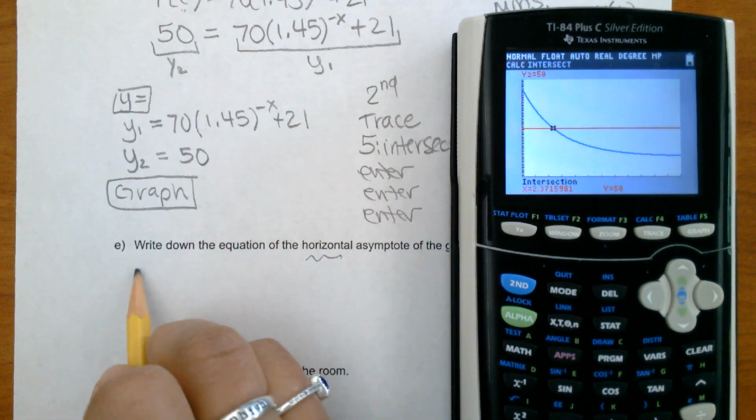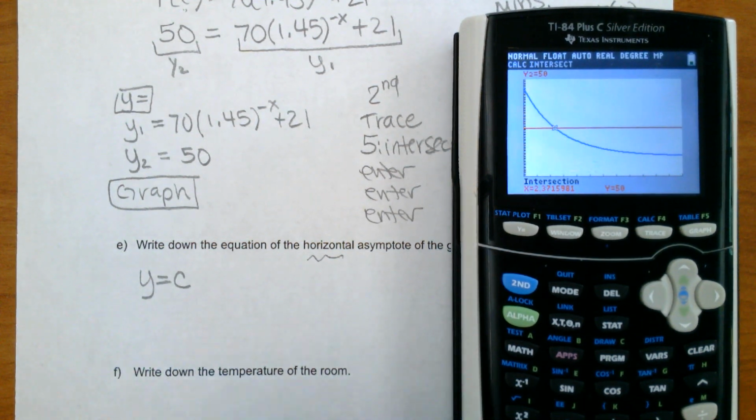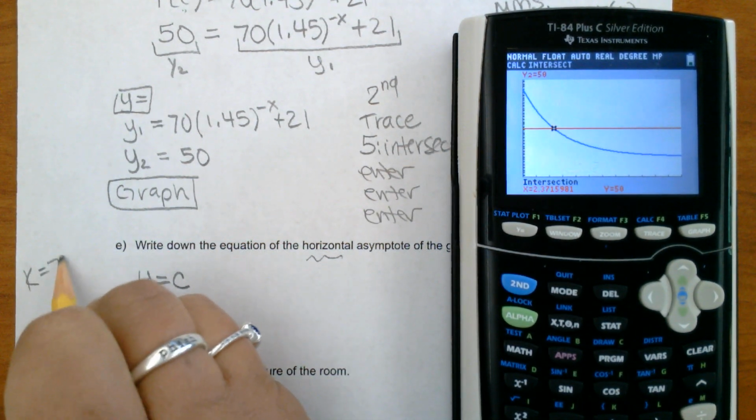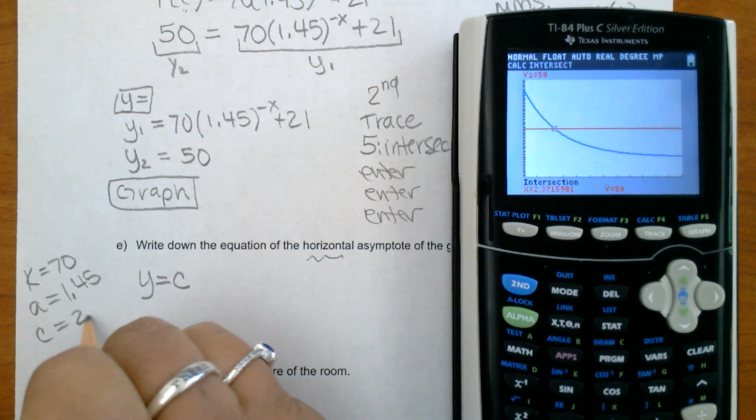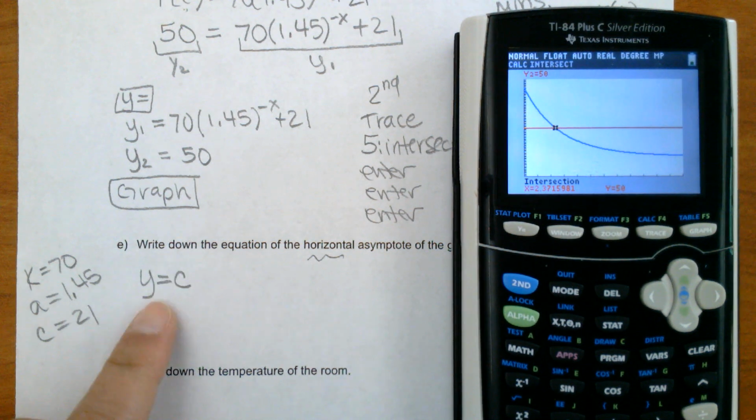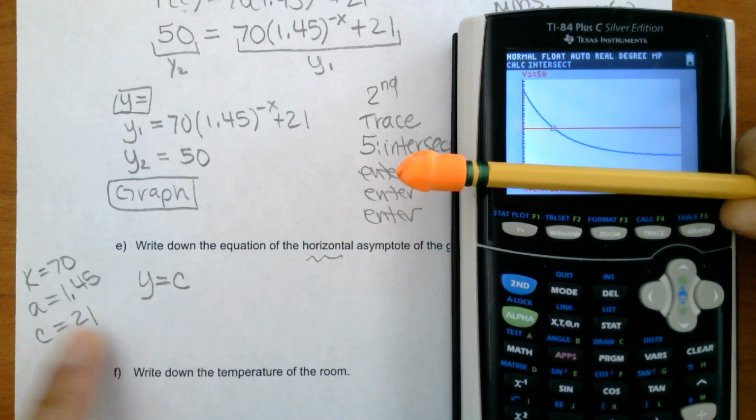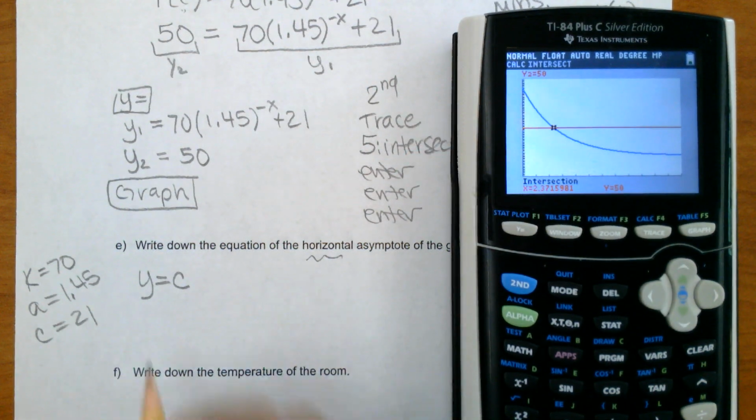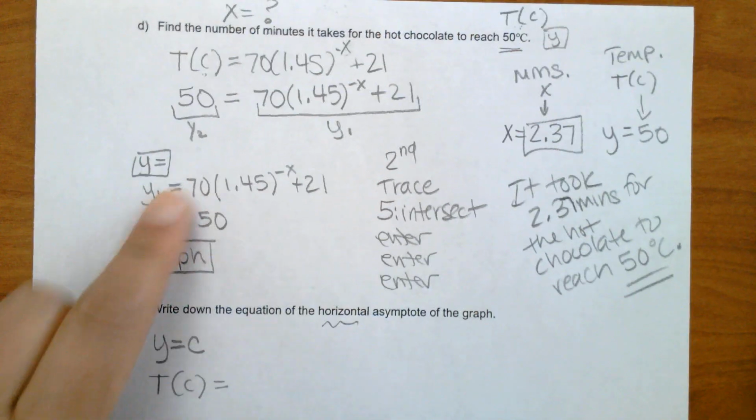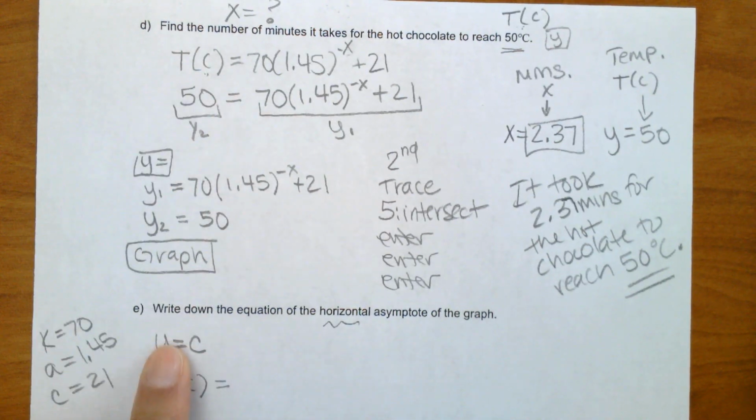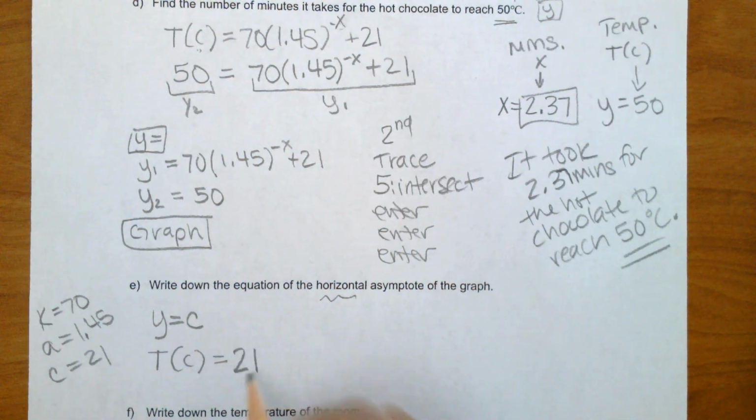Now, in my other video, you knew when you pulled out your K, which was 70 for us, our A, which was 1.45, and our C, which was 21, the horizontal asymptote, this imaginary line that it will never cross, will be at that C value. So instead of writing Y, I can write T of C equals 21.